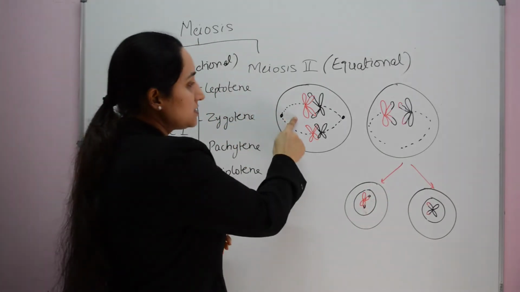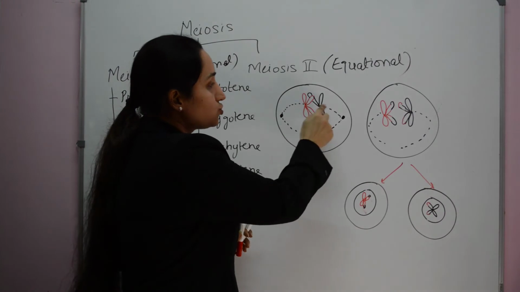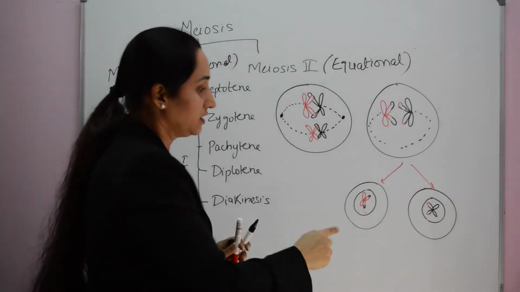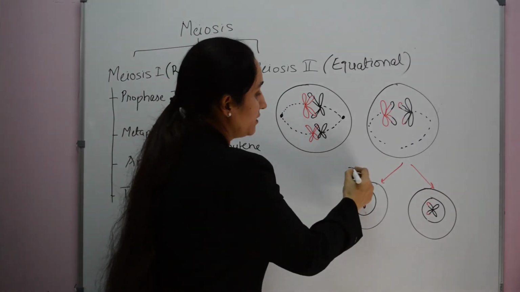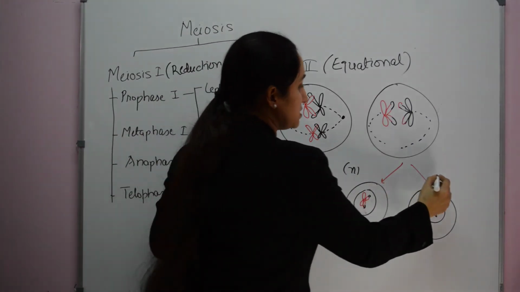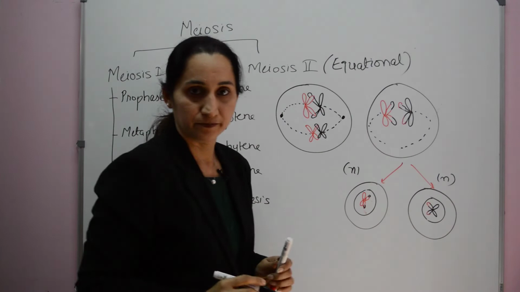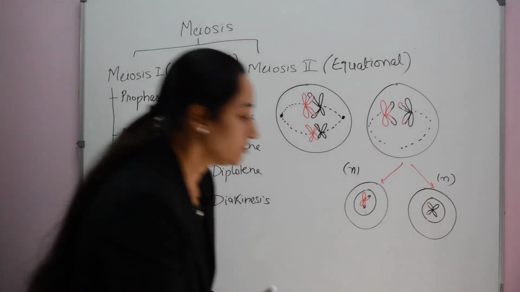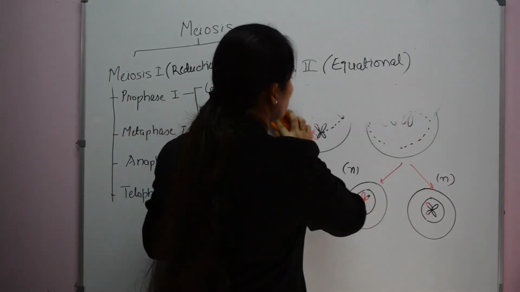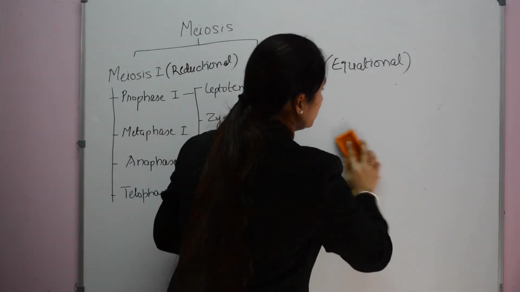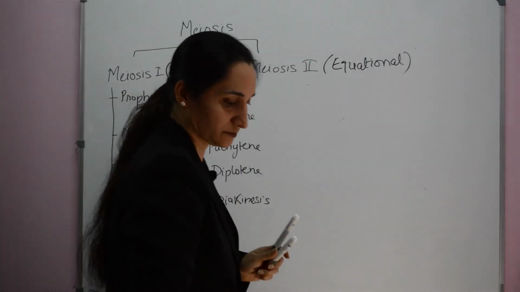Earlier we had these two chromosomes together in one cell. Now we have one chromosome here and one here. So this is a reductional division, and now it is N and N. Now it will move to meiosis 2. Meiosis 2 will look exactly like mitosis, the process will be like mitosis.